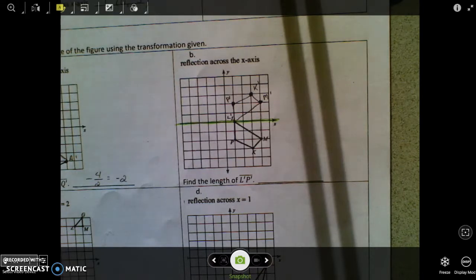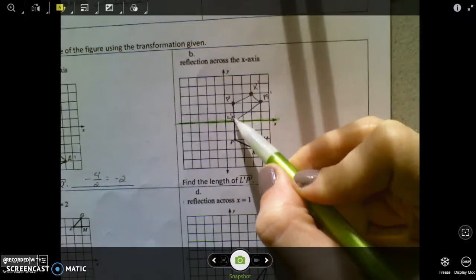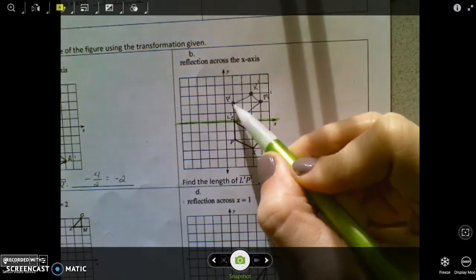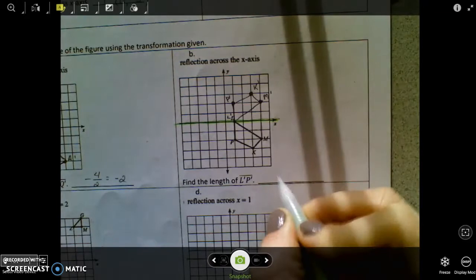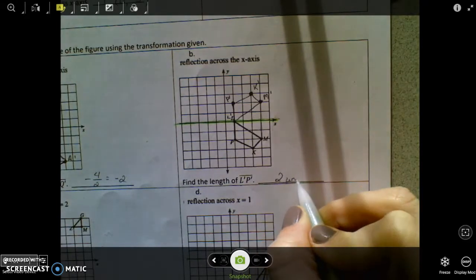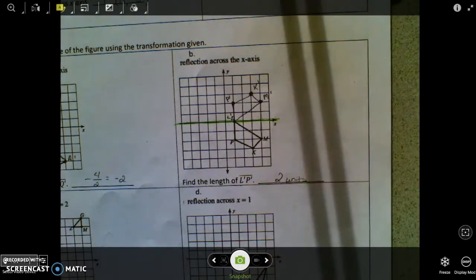Then we're supposed to find the length of L prime P prime. We could do distance formula. We could check for Pythagorean theorem, but when you actually go to find these points, L prime, P prime, they're on a vertical line. These are the ones we could just count. These points are 2 away from each other, so their length would be 2 units. So that's nice. Saves a little bit of effort.